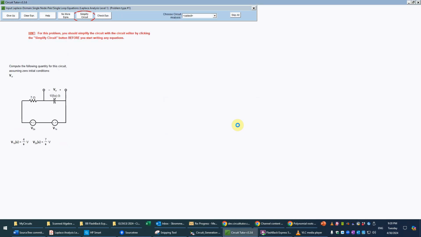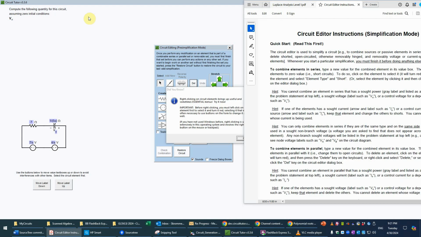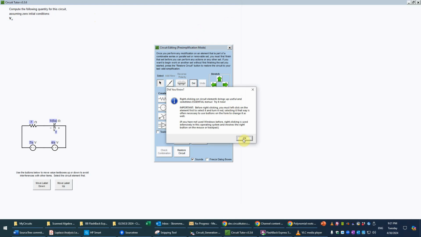And so it's going to replot the circuit now. And it's going to suggest here that we simplify the circuit so that we can use basically a type of voltage or current division approach, in this case voltage division, to solve the problem. So we're going to go into the circuit editor here before we try to write equations. And that'll give us some instructions here, and also some hints about right-clicking on elements and things.